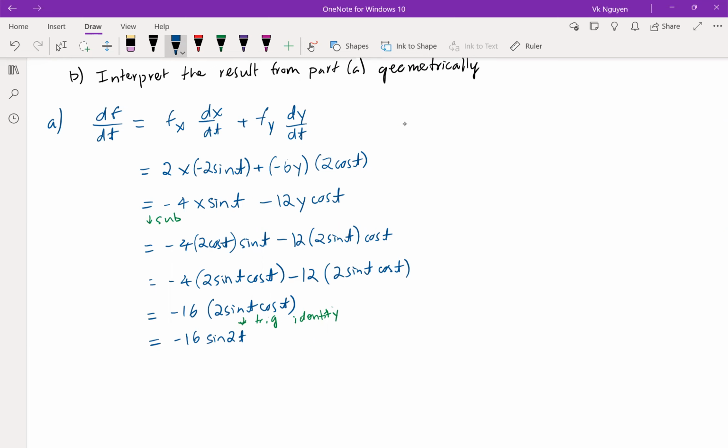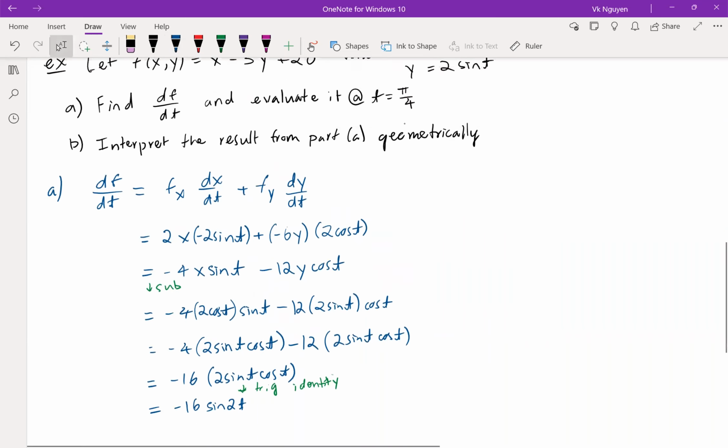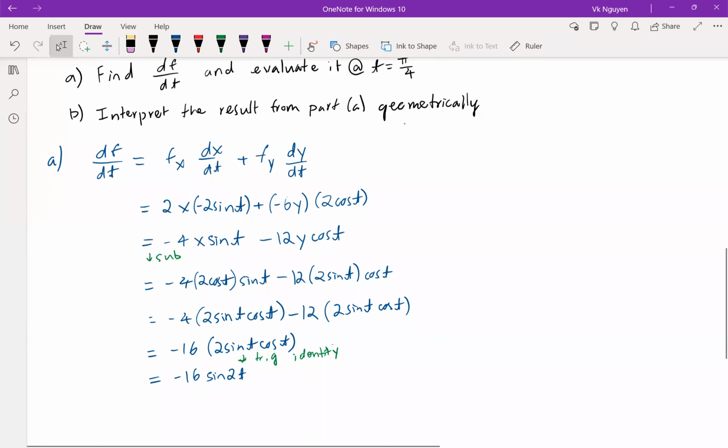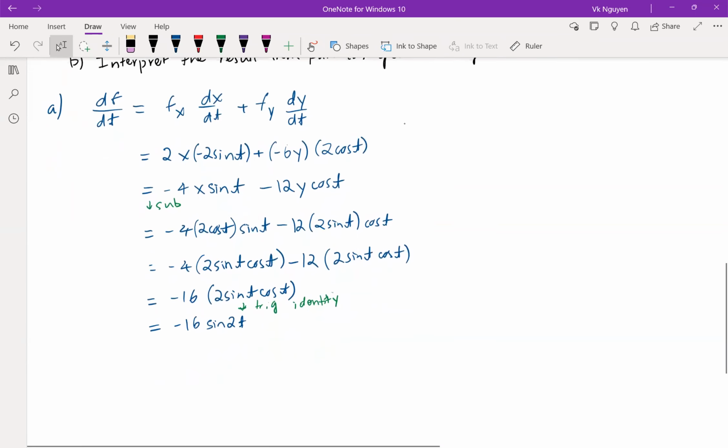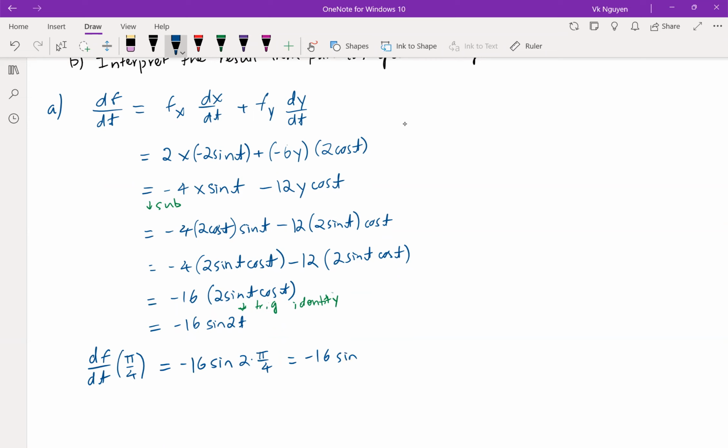Now we evaluate this at t equals pi over 4. At pi over 4, negative 16 sine of 2 times pi over 4, so negative 16 sine of pi over 2. Sine of pi over 2 is 1, so negative 16. Okay, so we have the answer here.